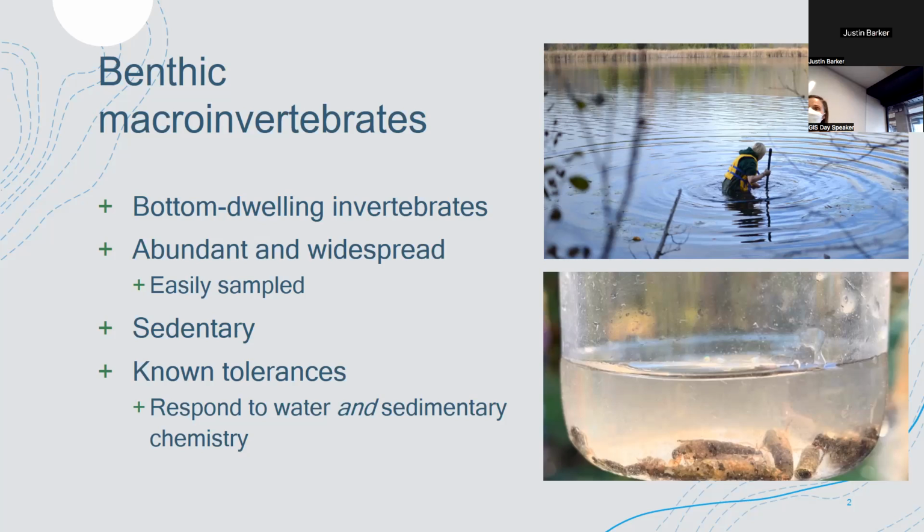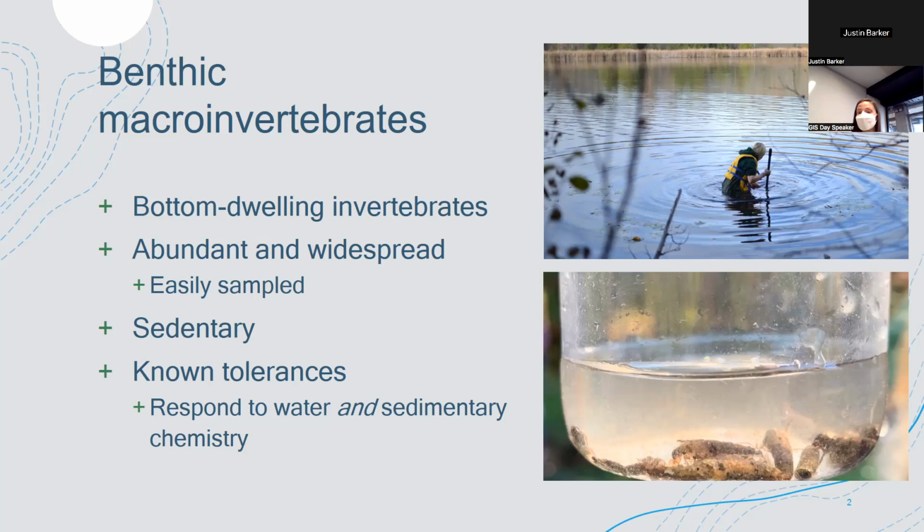And so with benthic macroinvertebrates, they're bottom-dwelling invertebrates. They occur in the sediments at the bottom of lakes, rivers, streams, any aquatic environment, really. And they're quite abundant and widespread, meaning that they are very easily sampled. Also, because they're invertebrates, you don't necessarily need ethics approval to be able to sample them. So we can just kind of go right into sampling. They're also sedentary. So in general, they stay in the same relative area unless they're moved by some external factor. And they also have known tolerances, and they specifically respond to water as well as sedimentary chemistry.